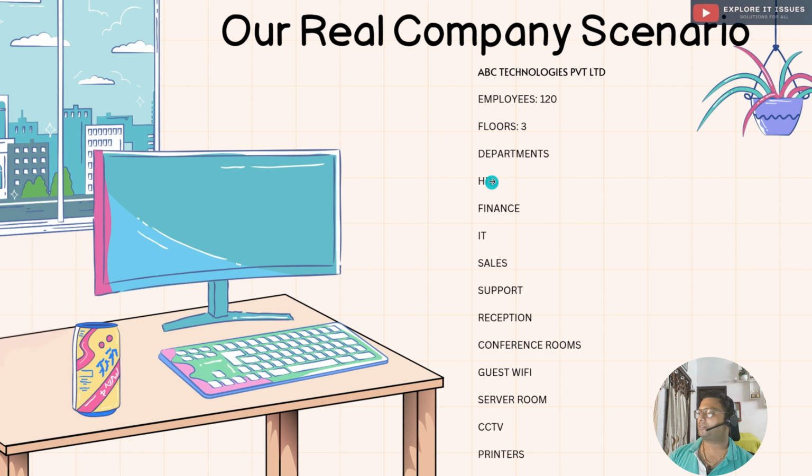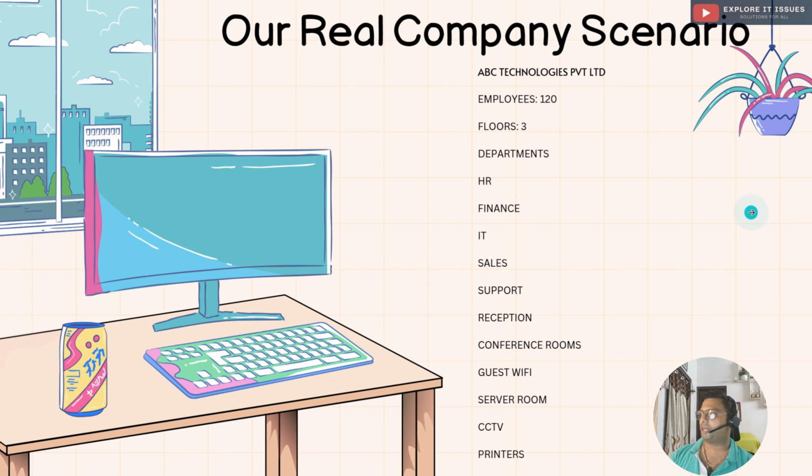Take the departments: we have the HR department, and HR people use different applications. Finance uses finance-related applications. IT handles support and servers like network design, and then there is sales. According to this, we need to gather the requirements first.